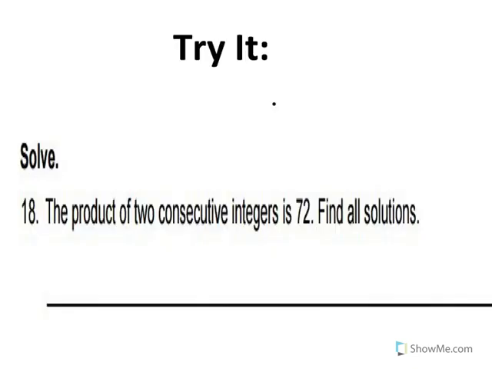Try it. Say that the product of two consecutive integers is 72. Find all solutions. So the hint here is to find all solutions. Right, so I'm going to give you a minute to try this out, and I'm going to work this out afterward.